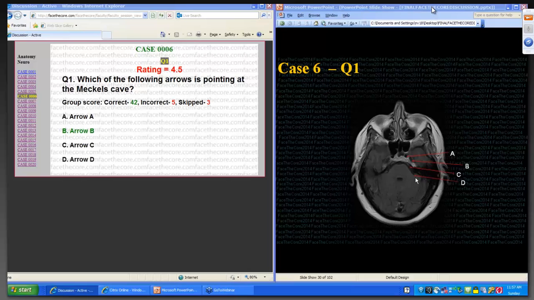I believe D is actually pointing to the middle cerebellar peduncle, the junction where the cisternal segment of the 5th cranial nerve is going to exit, right at the root entry zone. But Meckel's cave is going to be here. Remember that Meckel's cave is contiguous with the prepontine cistern, lined by dura. The flow void of the ICA is medial to that. So hopefully that answers that question.